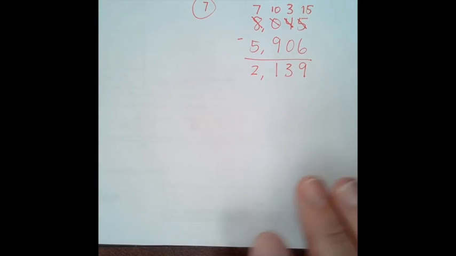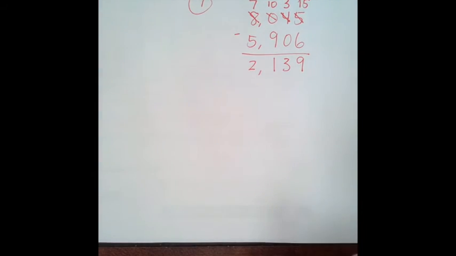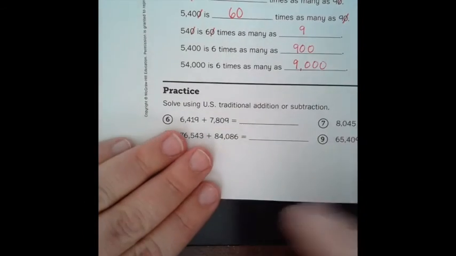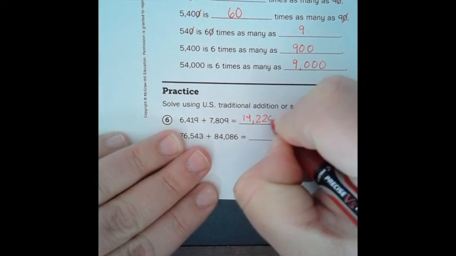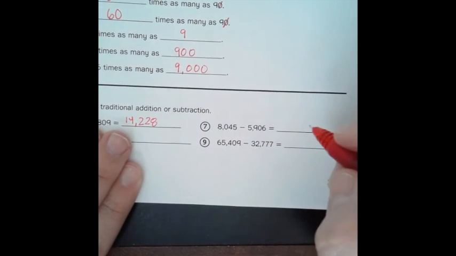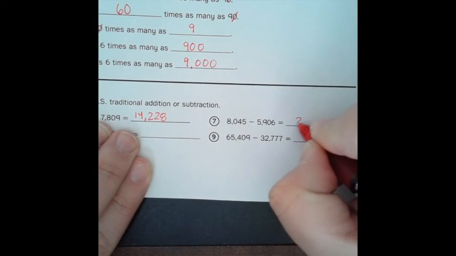So I'll go ahead and transfer my answers over to the sheet. So 6, our answer was 14,228. 7 was 2,139.